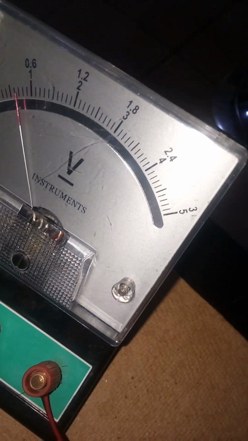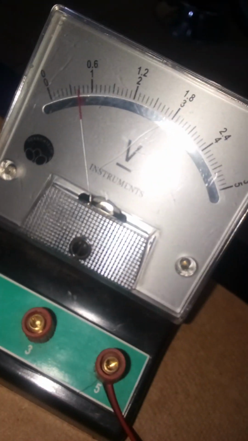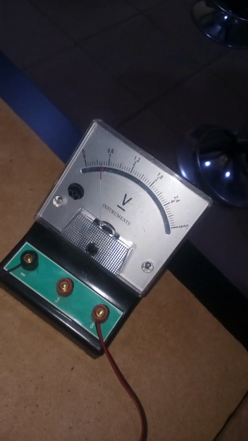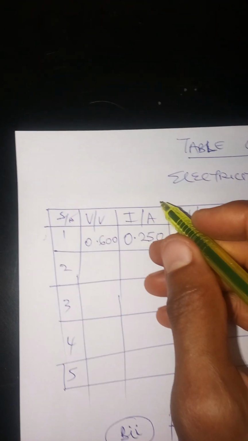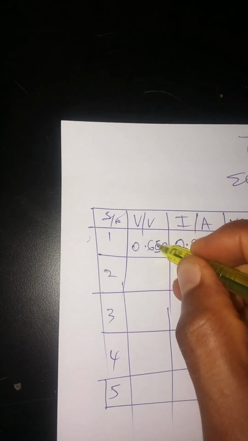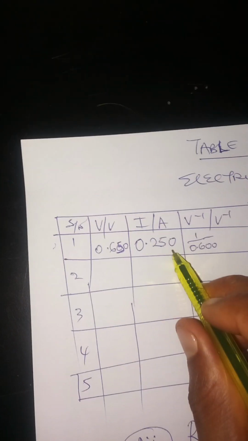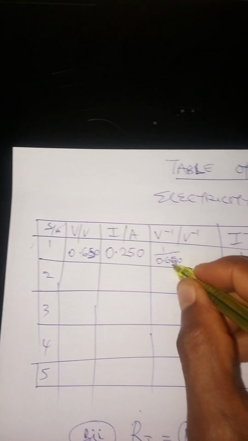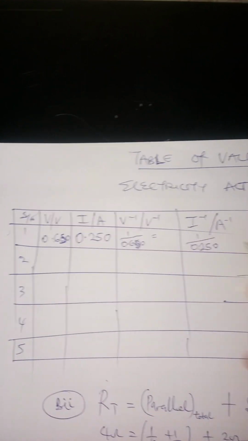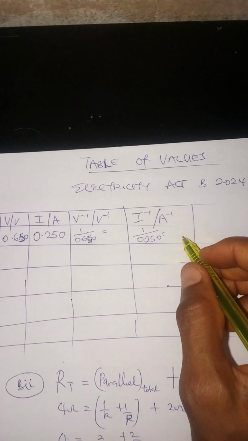I have a corresponding reading as 0.65. So I'll go to my table of values. 0.25 for current, voltage 0.65. The reciprocal, take the value into decimal placement accordingly. Then I proceed to the second one.